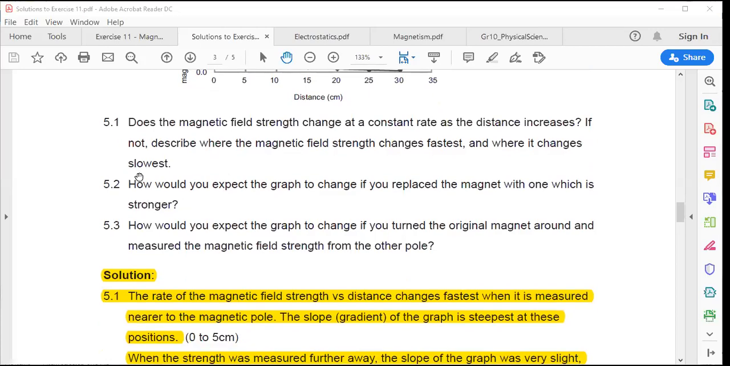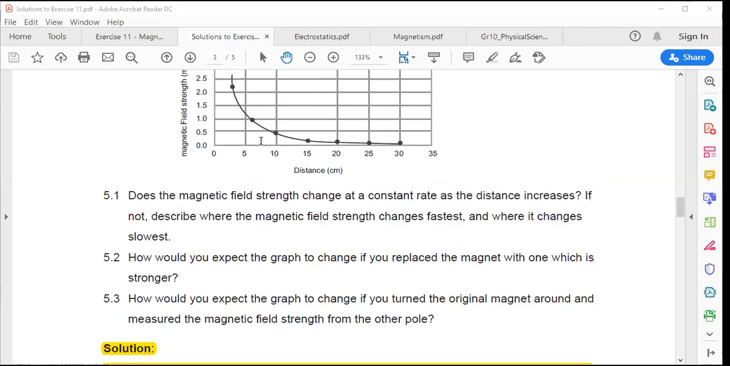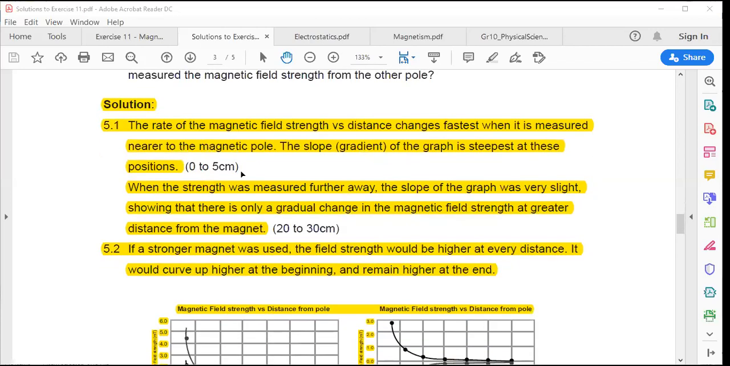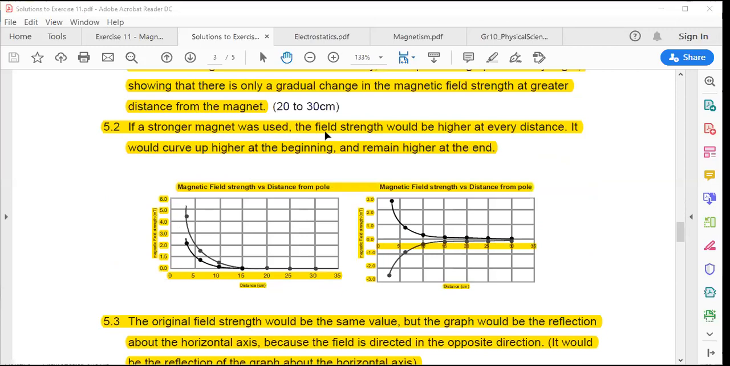Right, then next one, 5.2. How would you expect the graph to change if you place the magnet with one which is stronger? Now, let's say you use a stronger magnet. What effect does it have on the shape of the graph? All right, do you expect it to be steeper, or do you expect it to broaden here? What do you expect? Right. So on the answer here, this is what you have. For the first one, if a stronger magnet was used, the field strength would be higher at every distance.